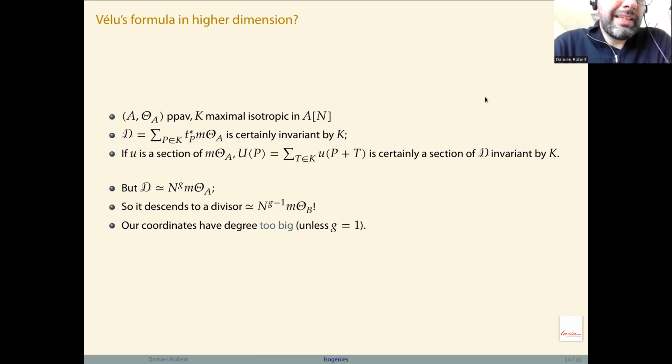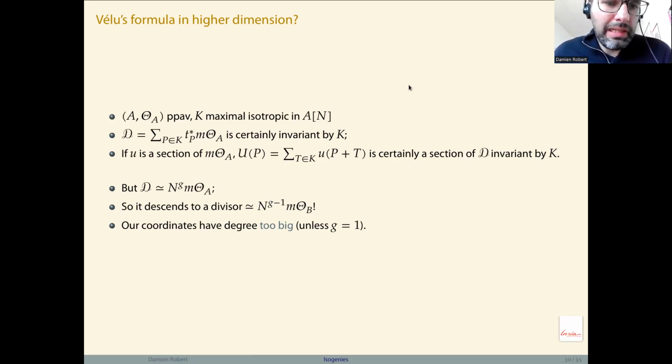As I said, that was the first thing I did when I started my PhD, but unfortunately it doesn't work. So why doesn't it work? It's because D is algebraically equivalent to n to the g times theta_A. But when I descend D by my n-isogeny, I will get a polarization which is of type n to the g minus 1 times theta_B. So it's indeed the polarization that descends, but it descends to a polarization which is too big. What I want is theta_B. I don't want n to the g minus 1 times theta_B. So that's the problem with taking a trace. The trace works when g equals 1, because when g equals 1, this n disappears. But when g is greater than 1, the trace gives us coordinates which correspond to a polarization which is too big, and then we won't be able to work with it.